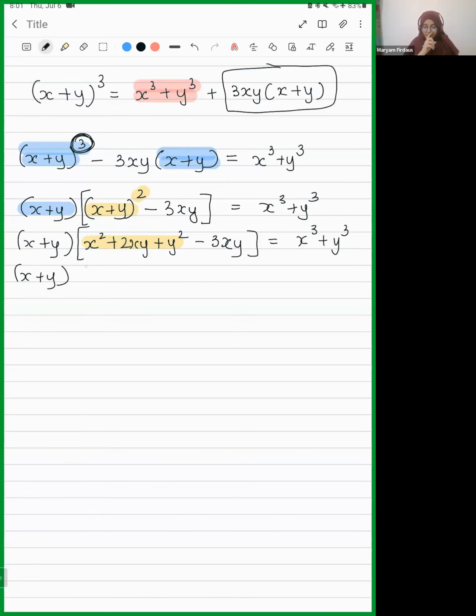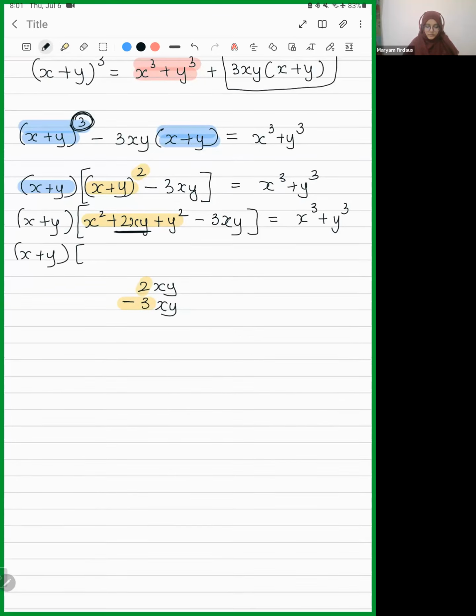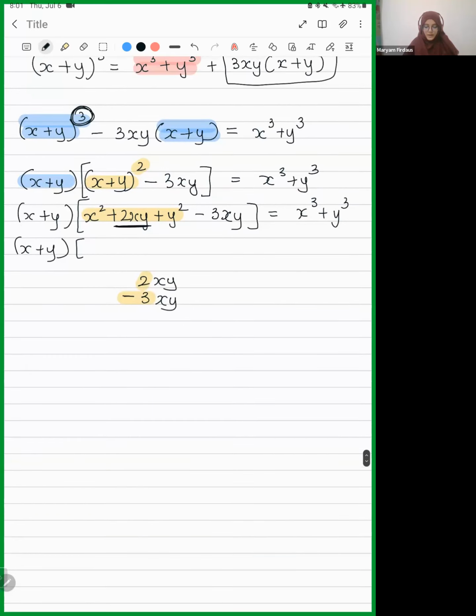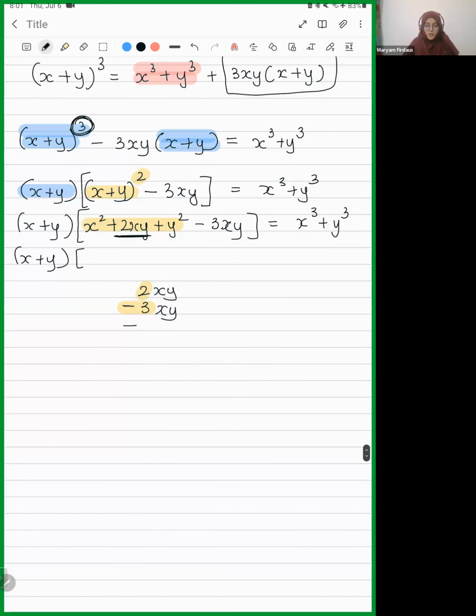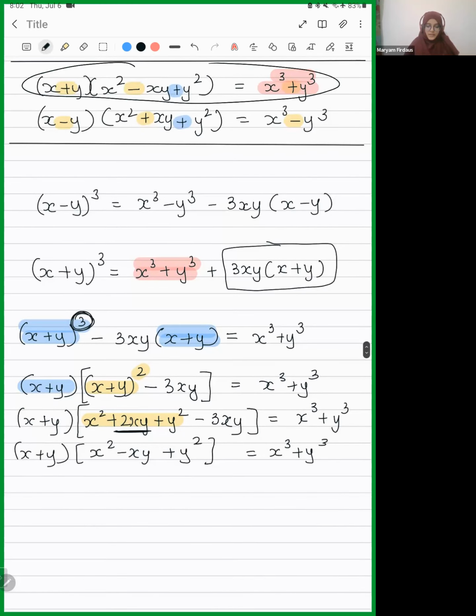Okay, now notice over here, you have positive 2xy and minus 3xy. So what have we got? We have got 2 minus 3. What is 2 minus 3? Minus 1. Very good. Minus 1, right? So it's minus xy. All right. So here we have x squared plus y squared as it is. But 2xy minus 3xy gives me minus xy. Okay, and here we have x cube plus y cube as it is. So you see how we got this expression, this one that we wrote over here. You see it's the same.